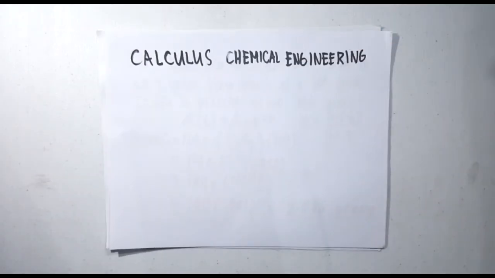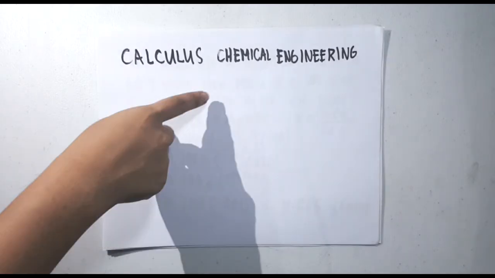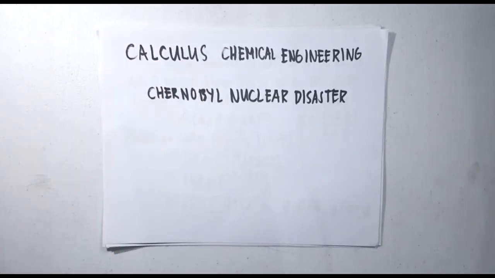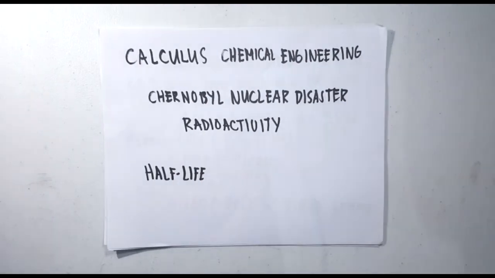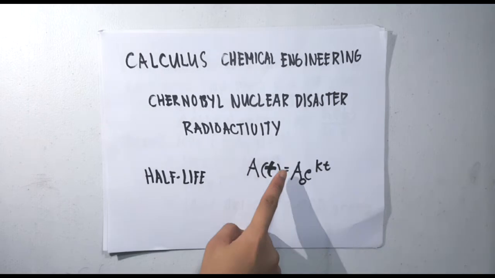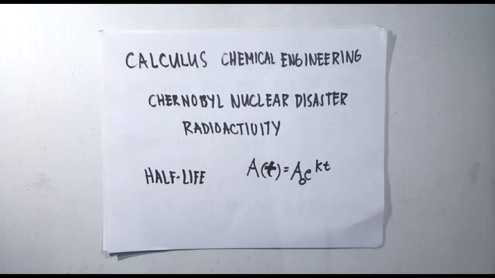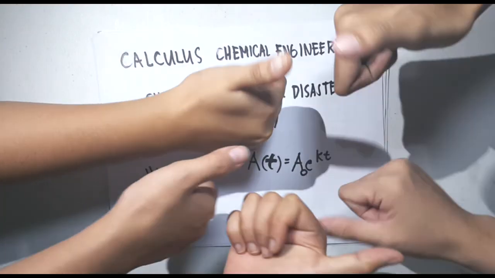Calculus is a branch of mathematics concerned with the calculation of instantaneous rate of change. Chemical engineering is an engineering field that uses principles of chemistry, physics, and mathematics. The Chernobyl nuclear incident is an incident wherein radioactivity was involved. As a matter of fact, the Chernobyl nuclear incident was famous for being radioactive throughout the years after its explosion. The half-life of radioactive elements can be solved or calculated by using an exponential equation.